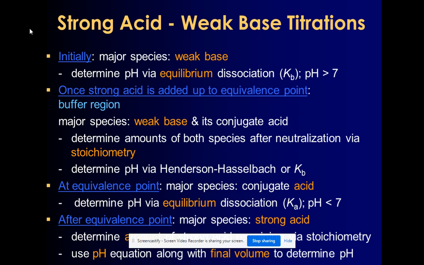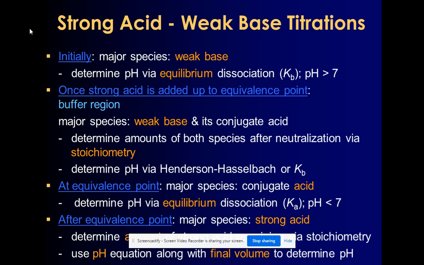But to use Henderson-Hasselbalch, we have to neutralize the strong acid that's been added. So we have to do a stoichiometry problem first to figure out how much of the weak acid is made and how much of the weak base was consumed. You can also determine the pH using your equilibrium expression if you include both quantities, weak base and conjugate acid.